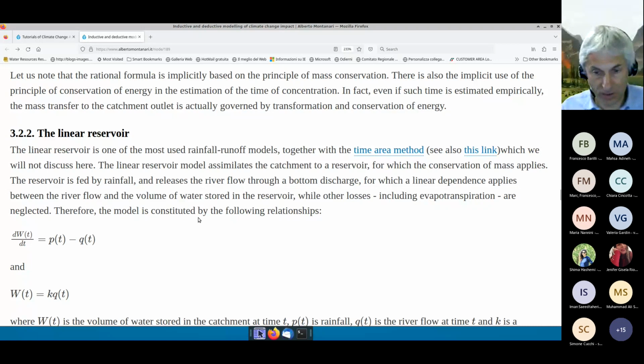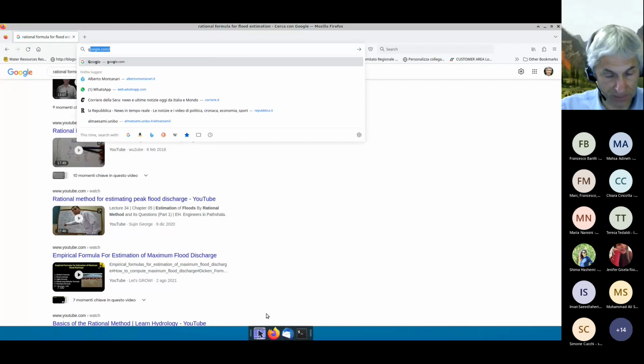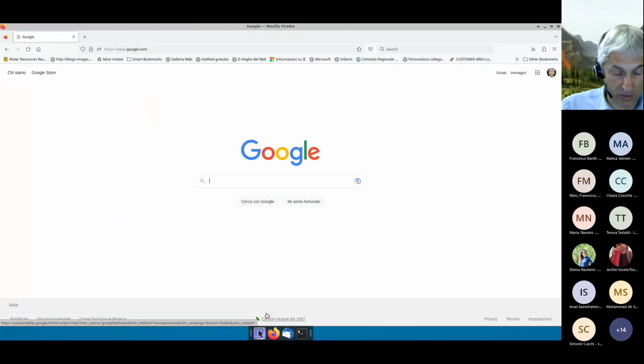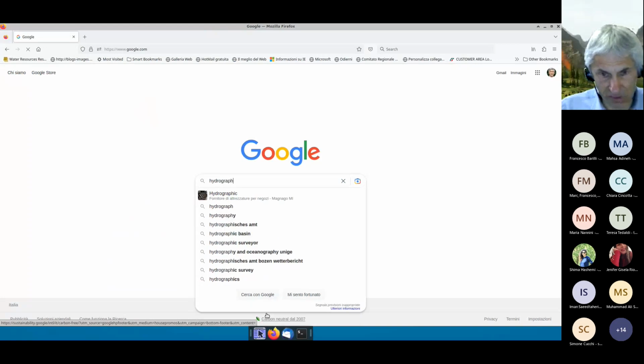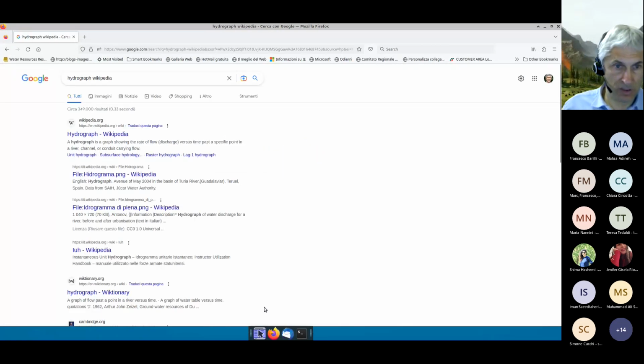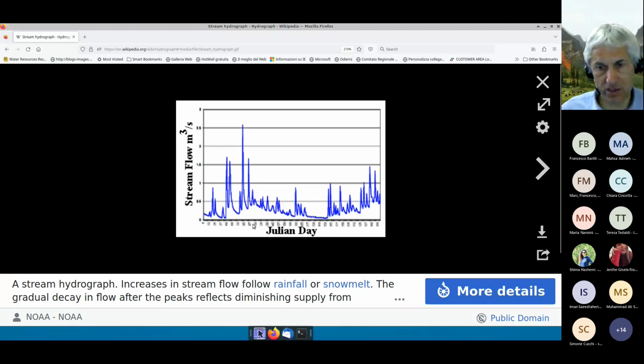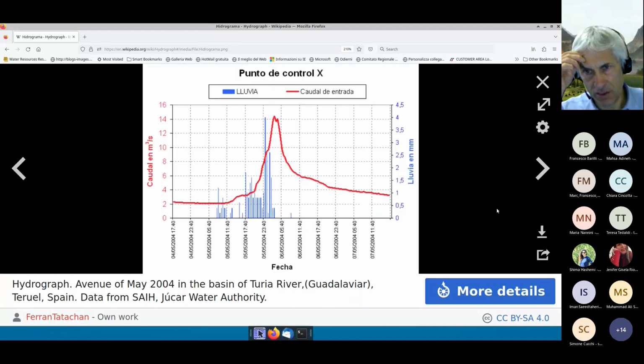What is the hydrograph? Okay, let's go back to a Google page. So Google hydrograph. I think there is a Wikipedia page. So let's see, Wikipedia hydrograph. Here it is. Okay, let's look here. What is a hydrograph? A hydrograph is a graph of river flow. Stream flow is a synonym for river flow. You see cubic meters per second, a long time. This is the Julian day. This is a hydrograph. Here is another hydrograph.